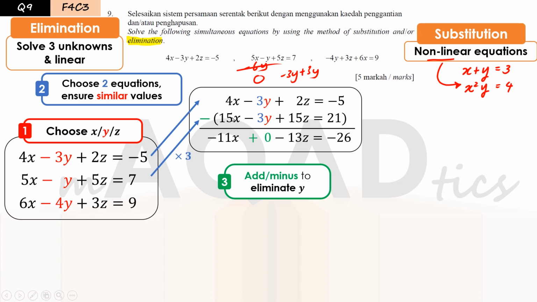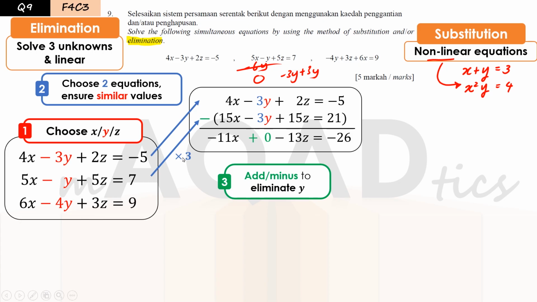So minus the entire equation means, for the 4 here, I minus with 15. 2, I minus with 15. Minus 5, I minus with 21. And you can see the answers would be here. So here we have one equation where the value of y is being eliminated already. But since there are two unknowns, we need two equations to solve. So no choice, we need to repeat step 2 and step 3 to find another equation.